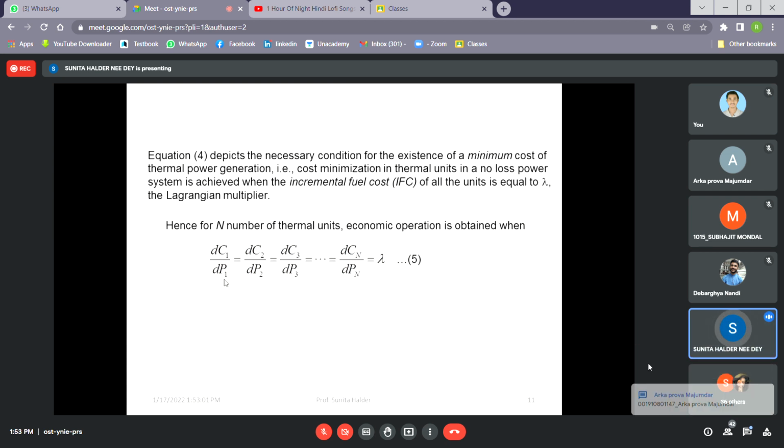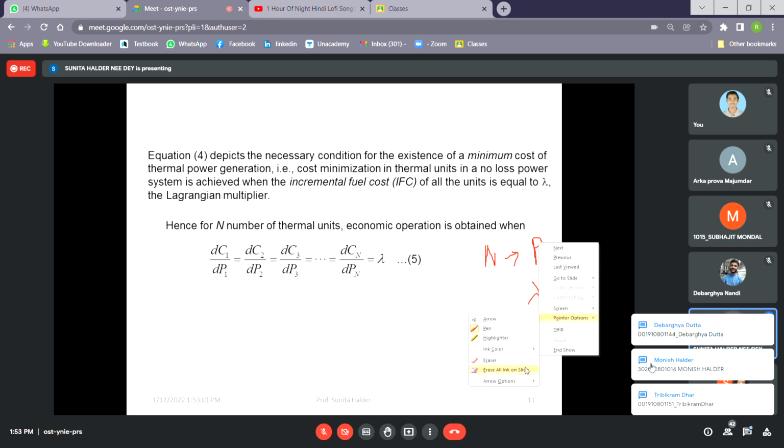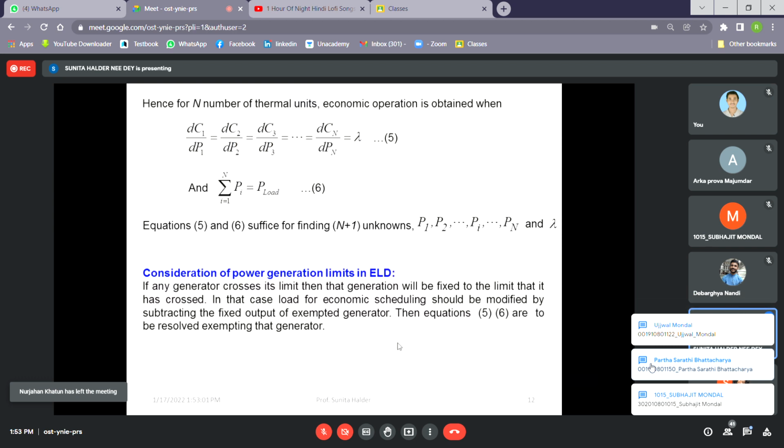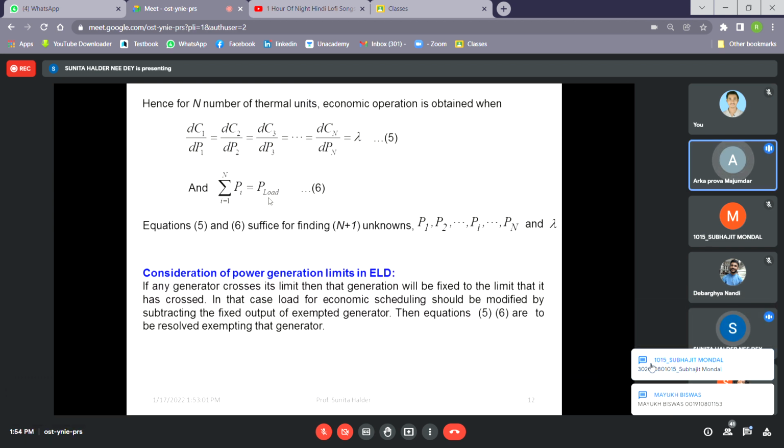If we equate every generator's equation with lambda, then we can get n equations, right? But with those n equations we cannot solve, because we have n number of P variables and lambda is also unknown. So we need one more equation. We have one more equation in our hand, that is summation of generation equal to summation of load. Yes, so there will be n plus one equations and n plus one unknowns. So we can solve it.